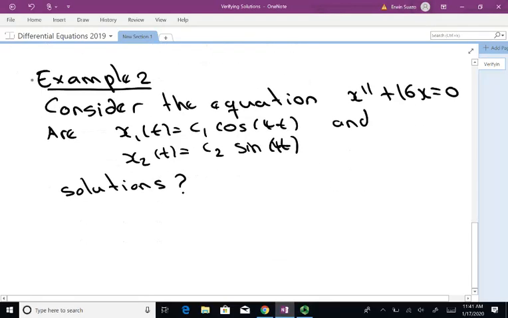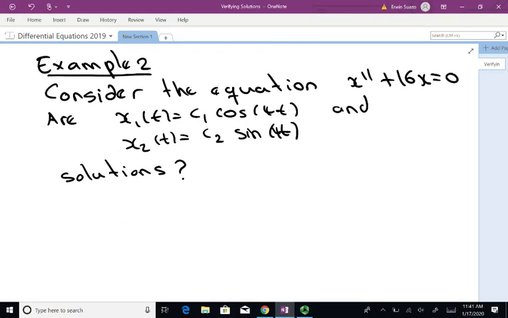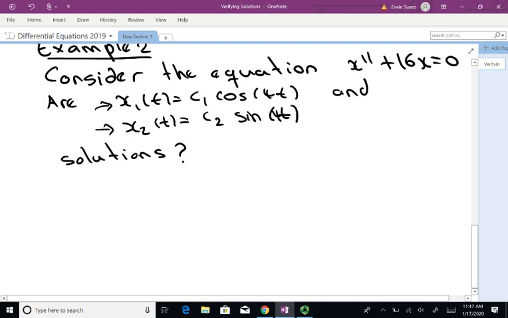Okay, so we're gonna solve this one. The question is, are these functions x1 of t and x2 of t solutions of this equation? x second prime plus 16x equals 0. So what we need to do is take x1 of t, for example, which is c1 cosine 4t, and find the first derivative.